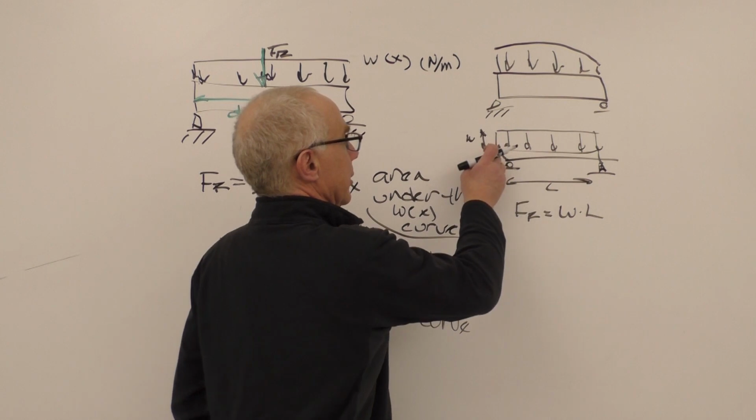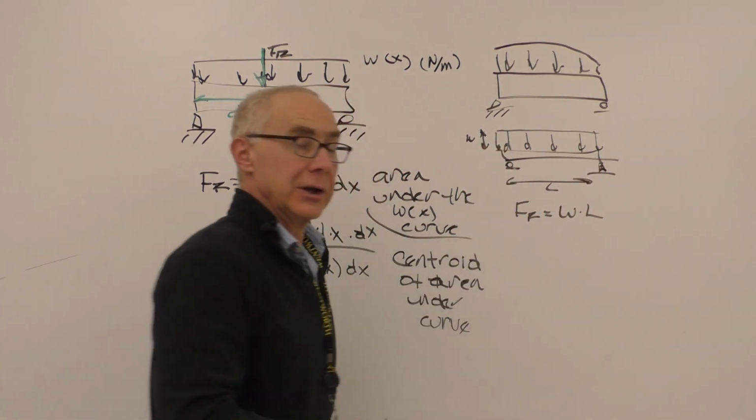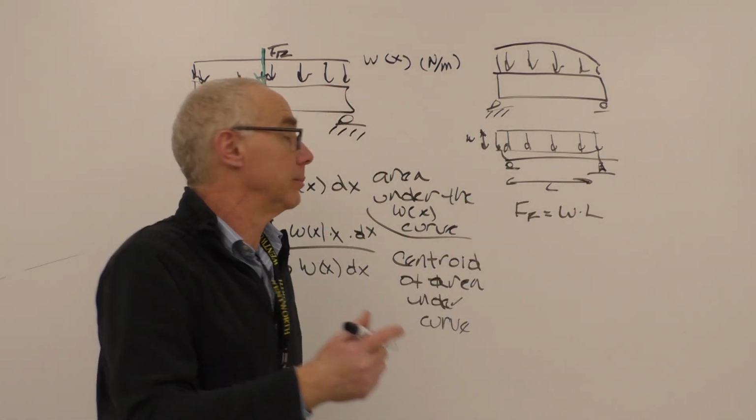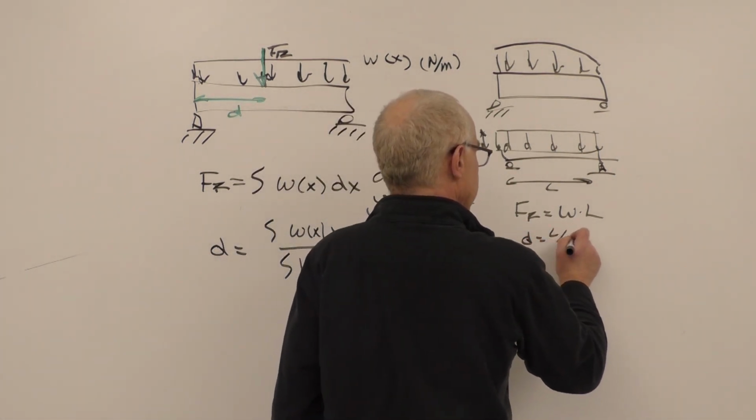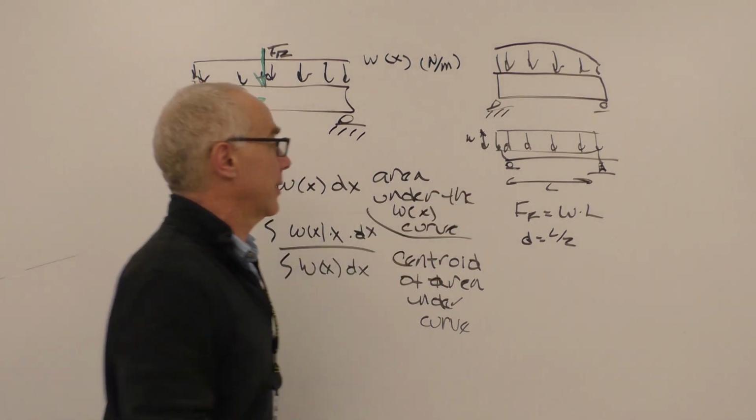So if we have 0 over here with L over here, L over 2 is going to be the value of D, our centroid. It's going to be L over 2. So that's the first kind of system we're going to see.